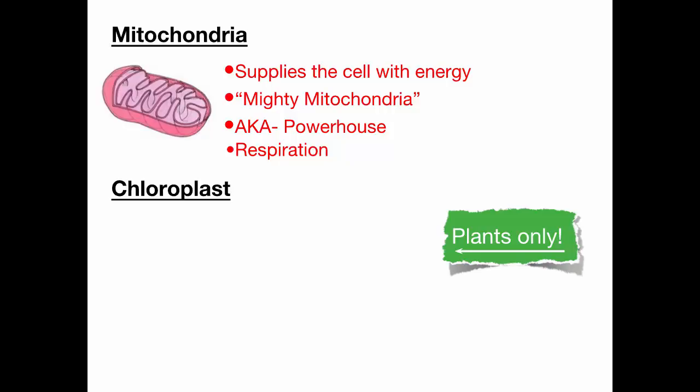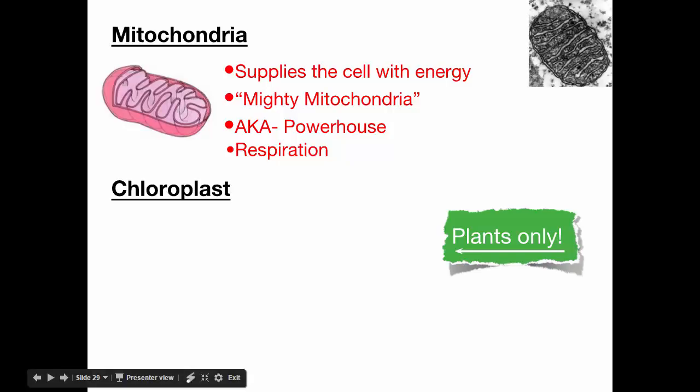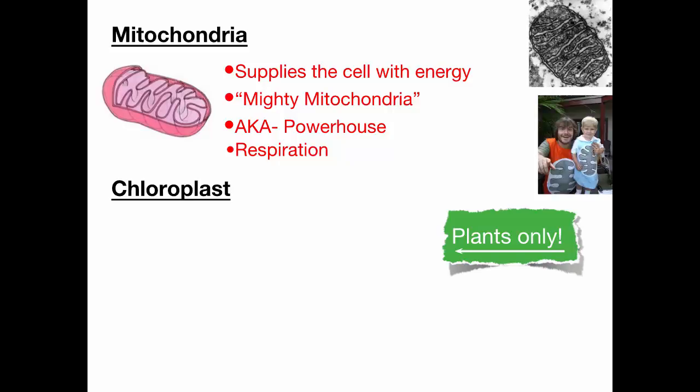Our last organelle is the chloroplast. Chloroplasts are found in plant cells only. And what happens in those chloroplasts? What are plants able to do that other organisms cannot? Carter? Yeah, photosynthesis.